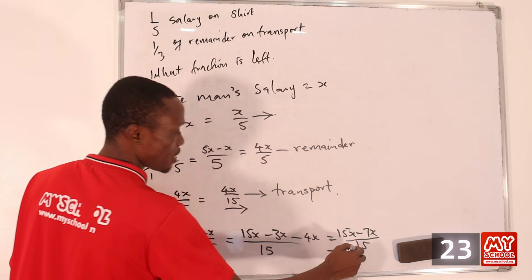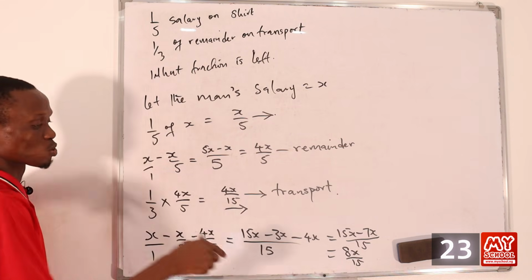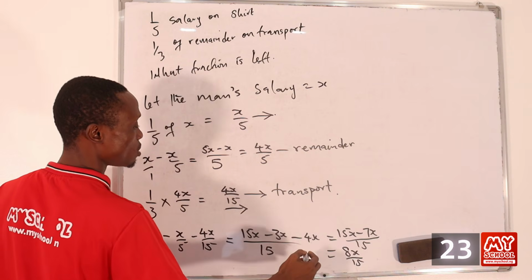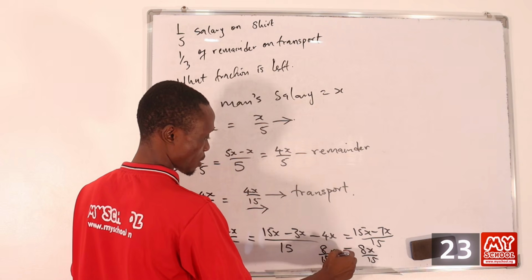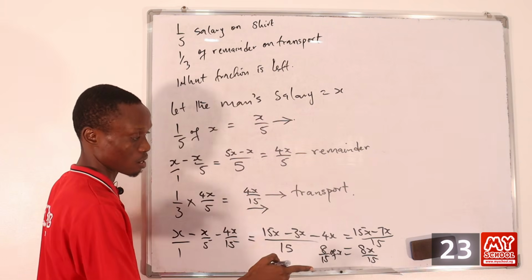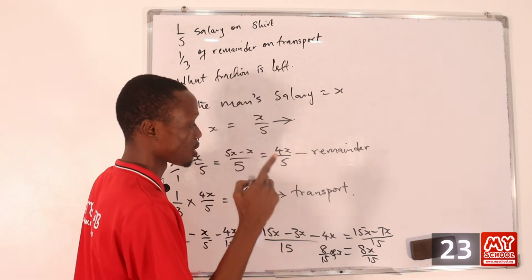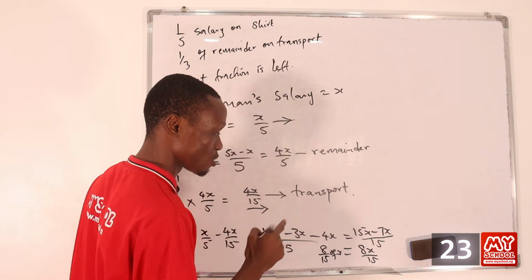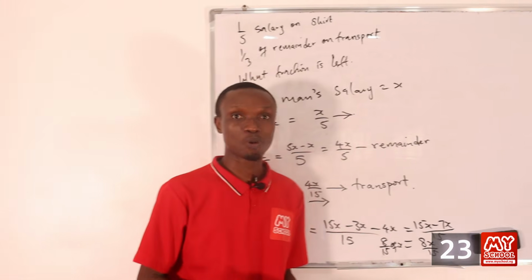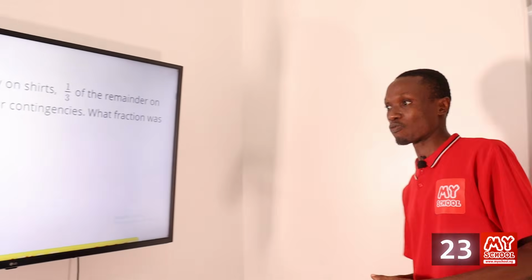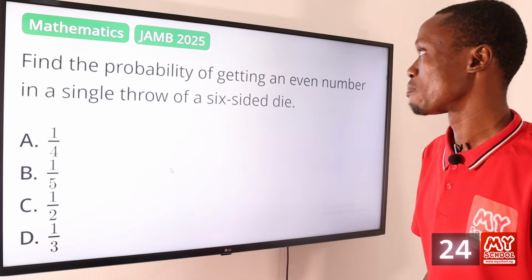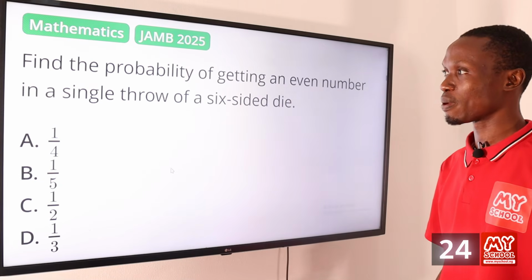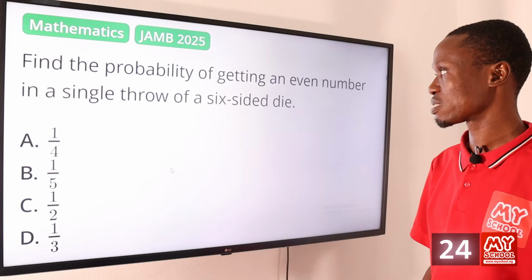Now remember that the S here represents the salary. So basically we are saying the man has 8/15 of his salary. The fraction of the man's salary that is left is 8/15. So let's return to the screen to pick the correct option for this question, and that is option B, 8/15. Question 24. Find the probability of getting an even number in a single throw of a 6-sided die.